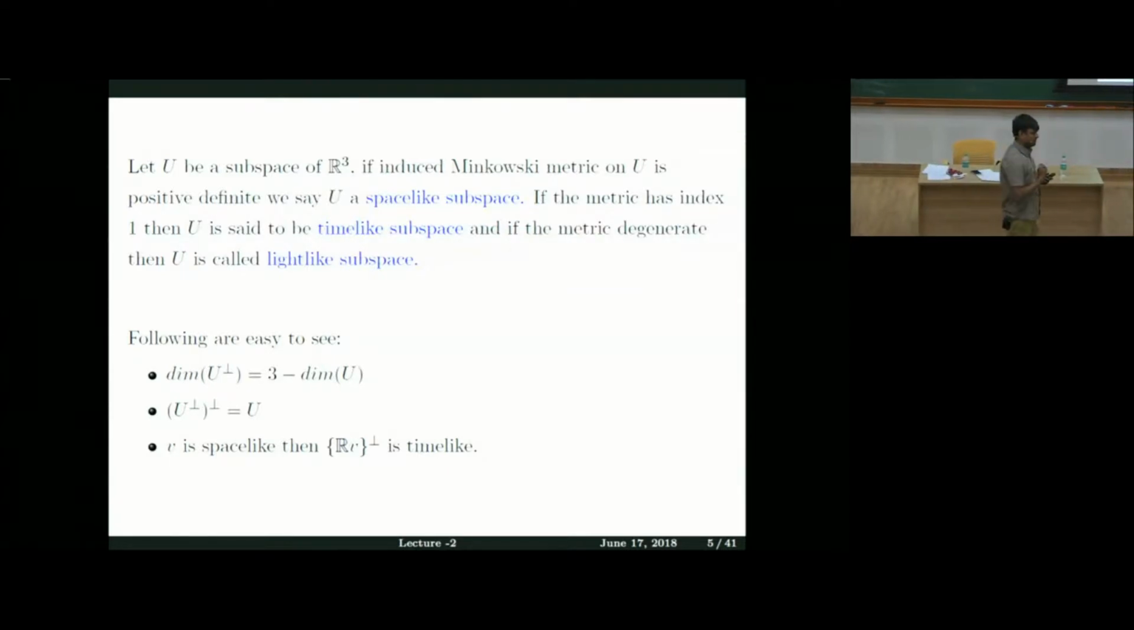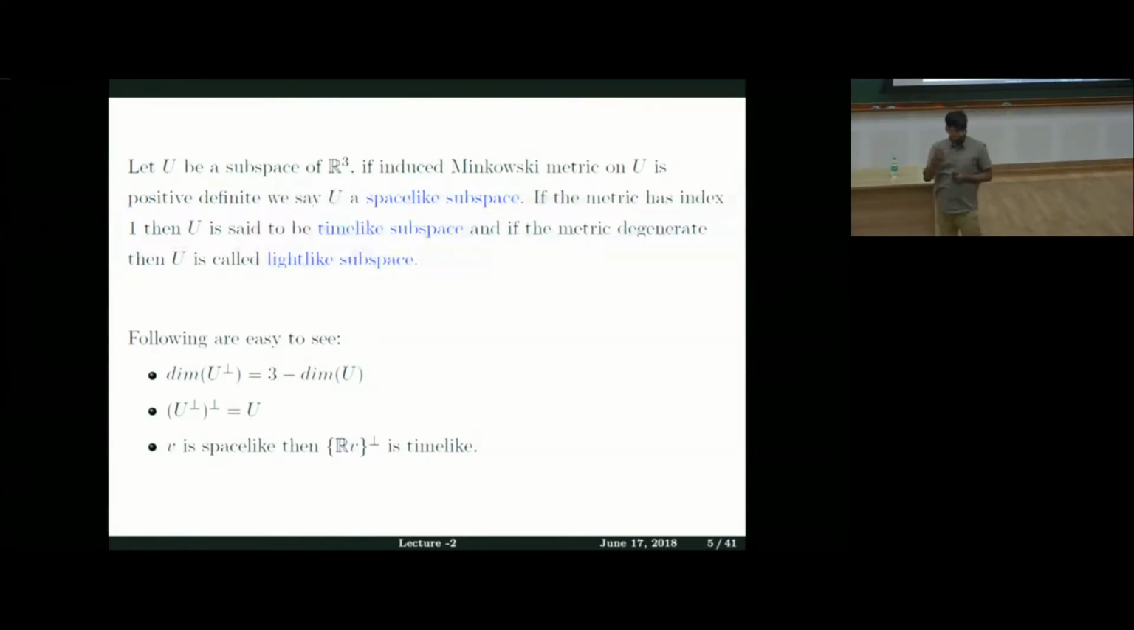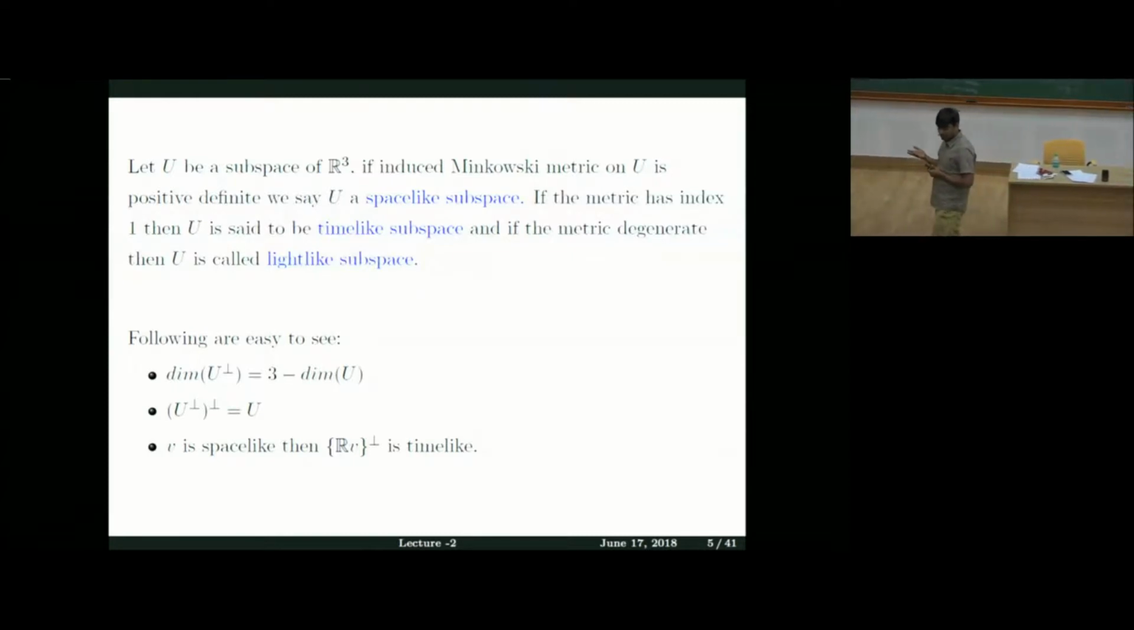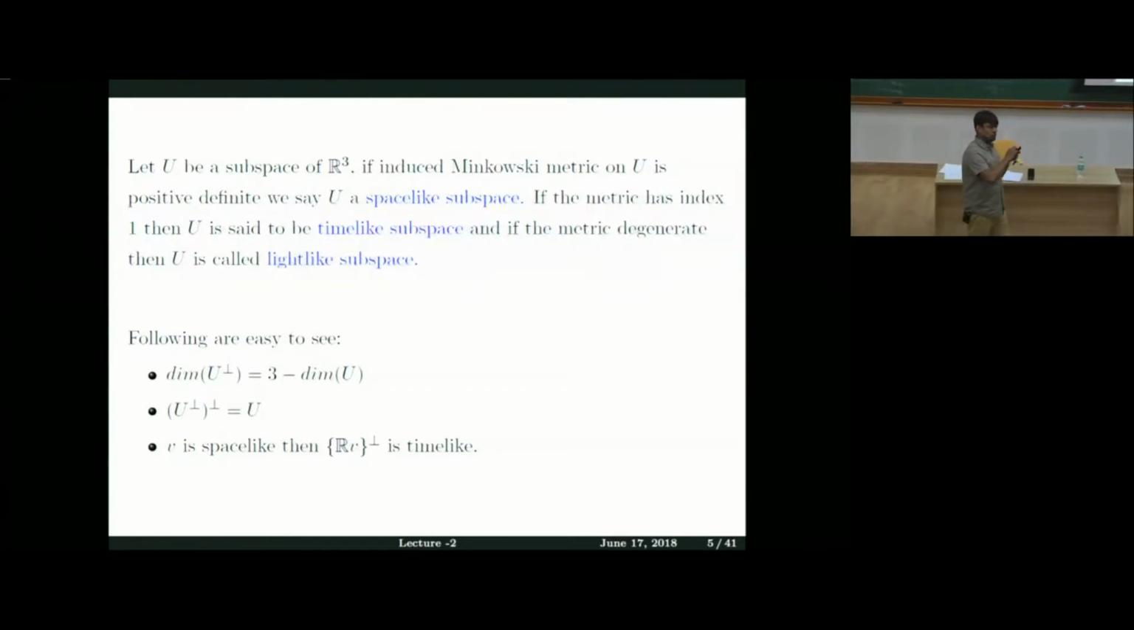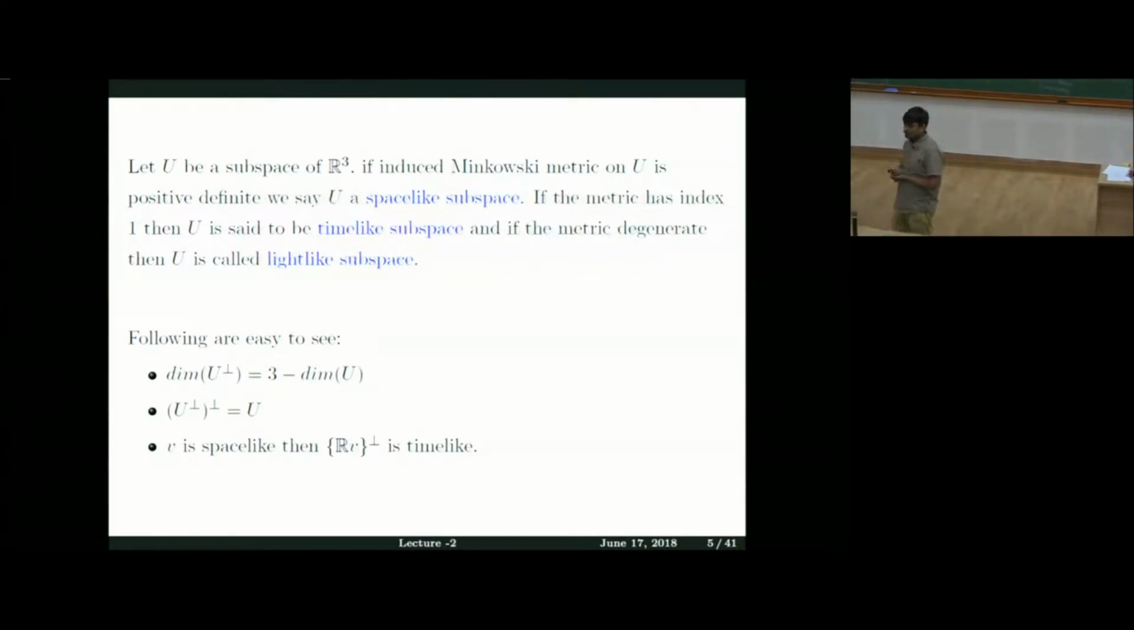Take the vector (0, 0, 1). Is this vector light-like, time-like, or space-like? Tell me quickly. (0, 0, 1) is time-like. This vector spans a subspace. What is that subspace? It is time-like.